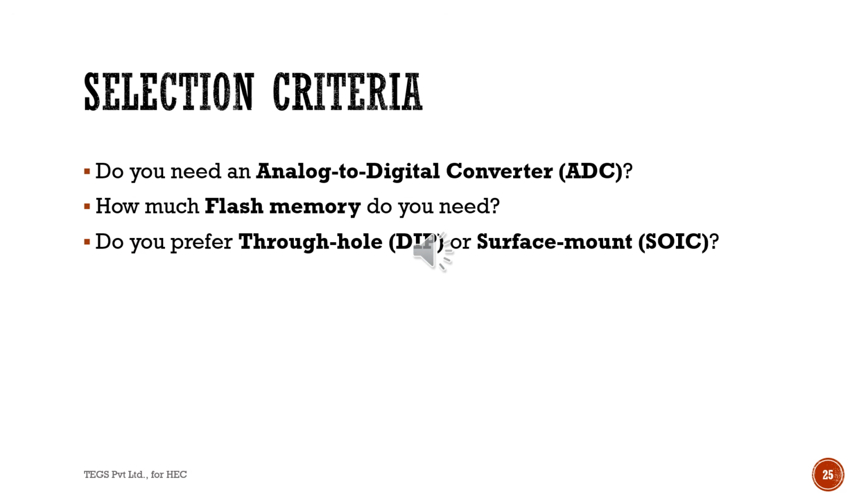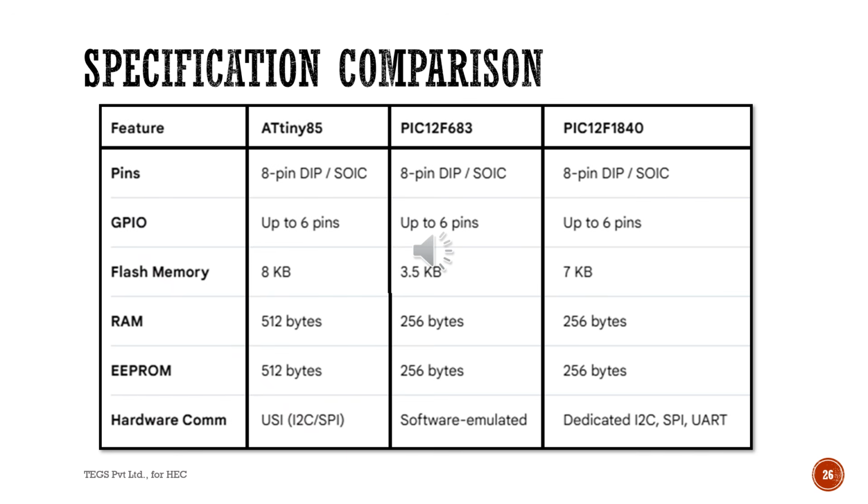Selection criteria. Do you need an analog digital converter? How much flash memory do you need? Do you prefer through-hole, DIP or surface mount technology? The page here shows the table with specification comparison of ATtiny85, PIC12F683, PIC12F1840. One can compare and select the microcontroller according to their choice.